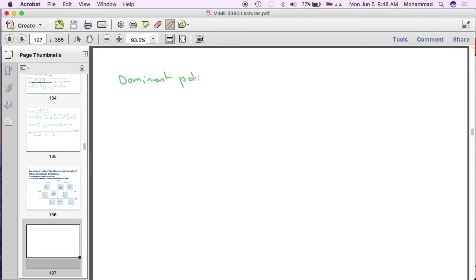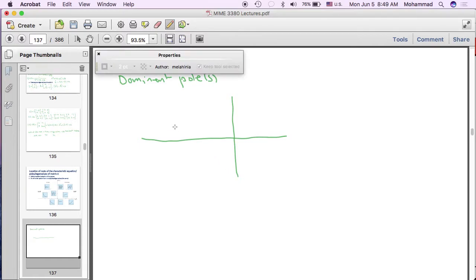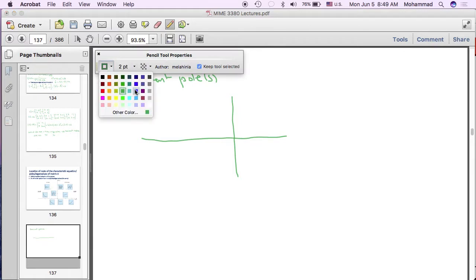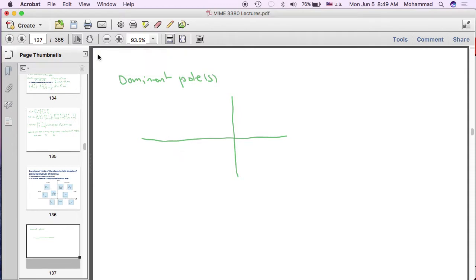So there is a simple rule of thumb to find what pole or poles are the dominant ones. This is the complex plane, the real axis, the imaginary axis. The rule of thumb is if you have multiple poles, so let's assume you have one pole here and another one here.